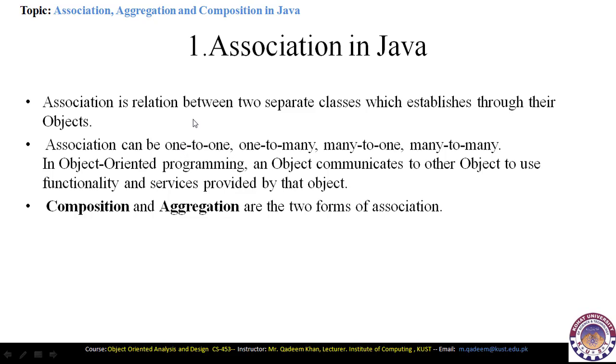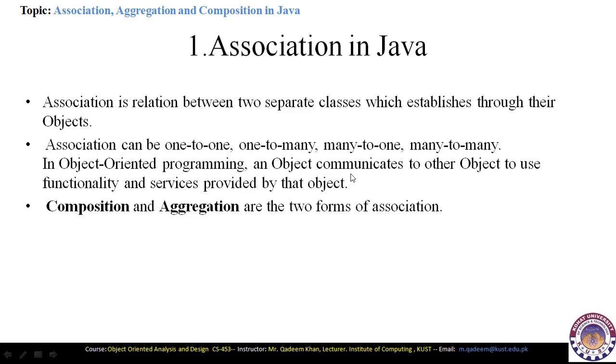Association can be one-to-one. One-to-one means that one object can be accessed with another class, and again another class object can be accessed here. Or one-to-many. One-to-many means that many objects can be instantiated into one class. Or many-to-one. Many-to-one means that many objects can be instantiated into one class. Or many-to-many, which means many objects can be instantiated into many other classes. These are the multiplicities of the associations.